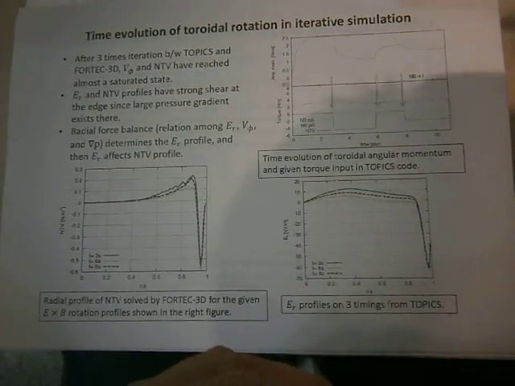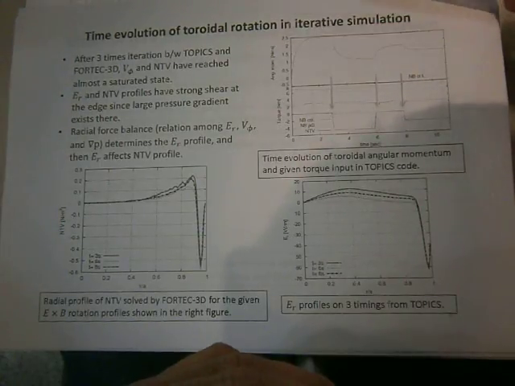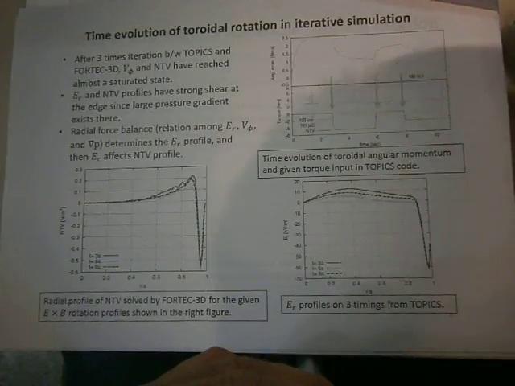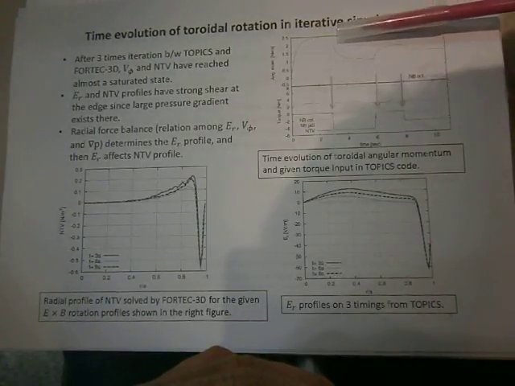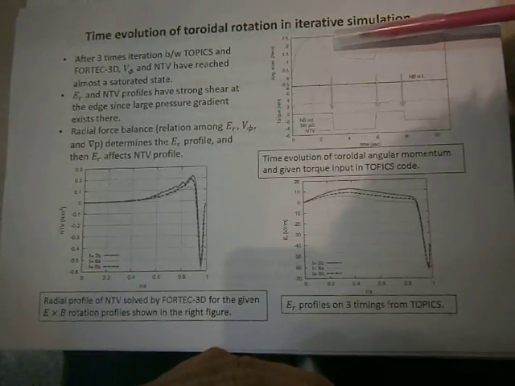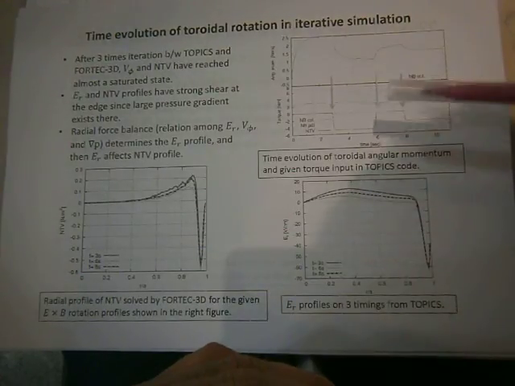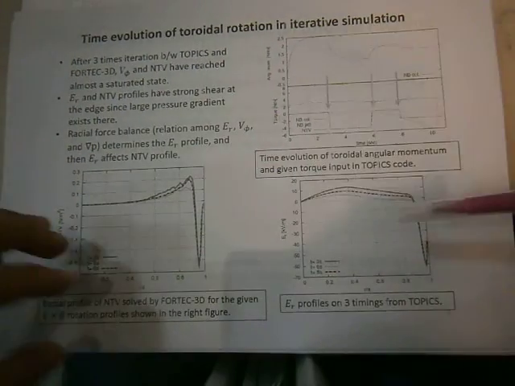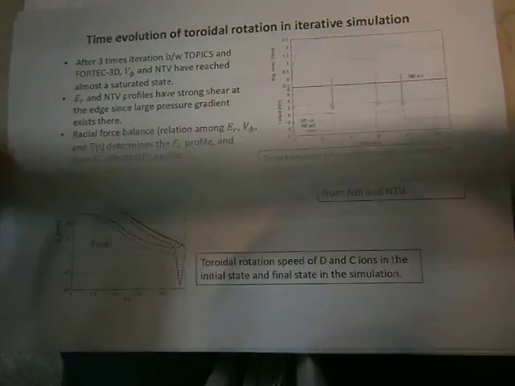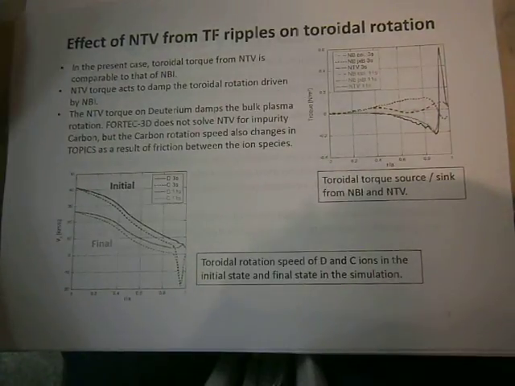The time evolution of the toroidal rotation in the initial simulation after the initial time reaches almost a stable state, having strong shear at H where a large pressure gradient exists. Radial force balance among determinant proof. The time evolution through the moment, given the different effect of NTV toroidal rotation.